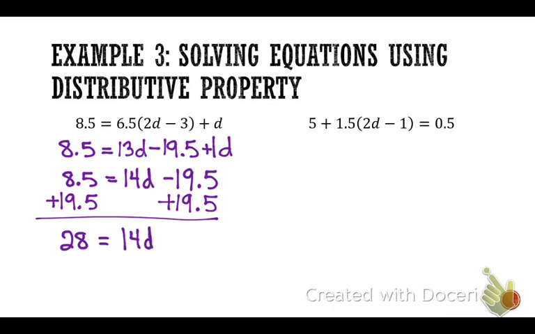All right, so 14D is still on the other side. What do I divide both sides by? 14, right? Okay, and then D equals 2. D equals 2. Got it right. Okay, you did it? Who got 2? Who got 2?